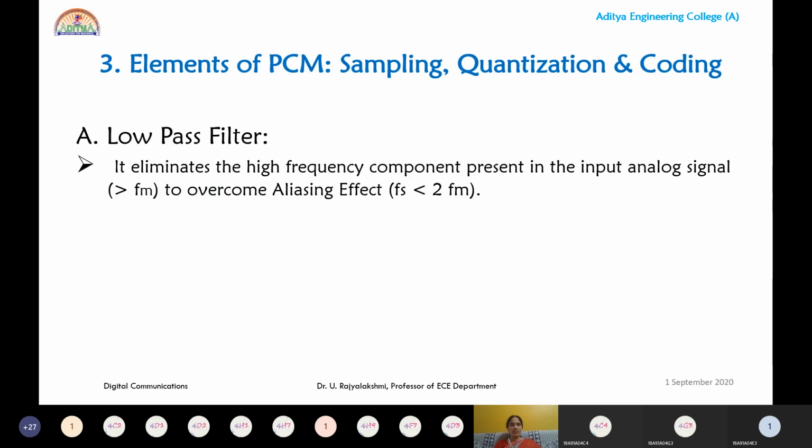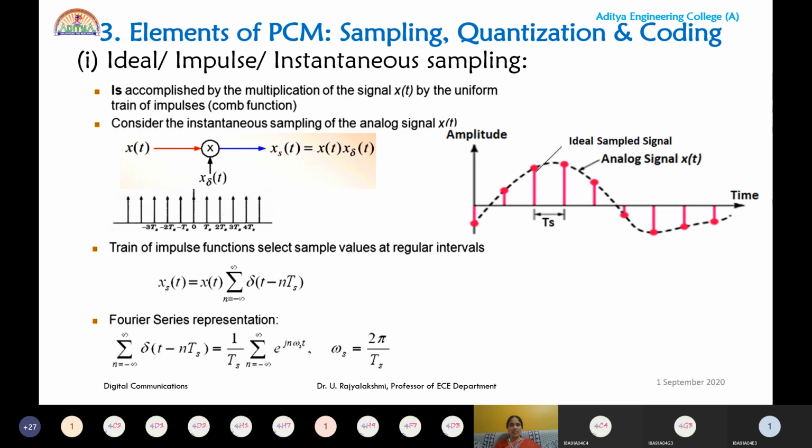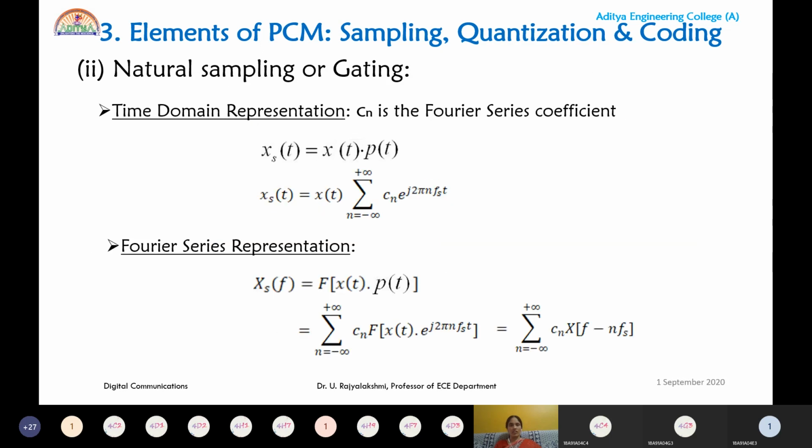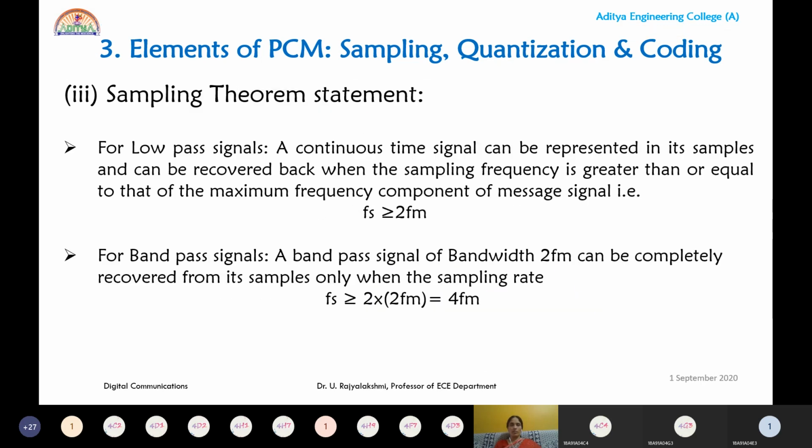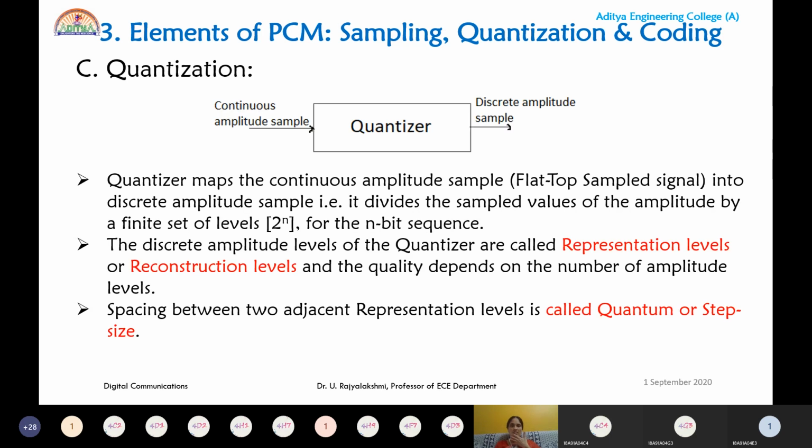In the last class we discussed different types of quantization techniques. We discussed 2 types: one is uniform quantization and the second one is non-uniform quantization. And what is meant by quantizer? This quantizer converts continuous amplitude samples into discrete amplitude samples. Here you are converting the y-axis continuous amplitude into discrete amplitude levels.